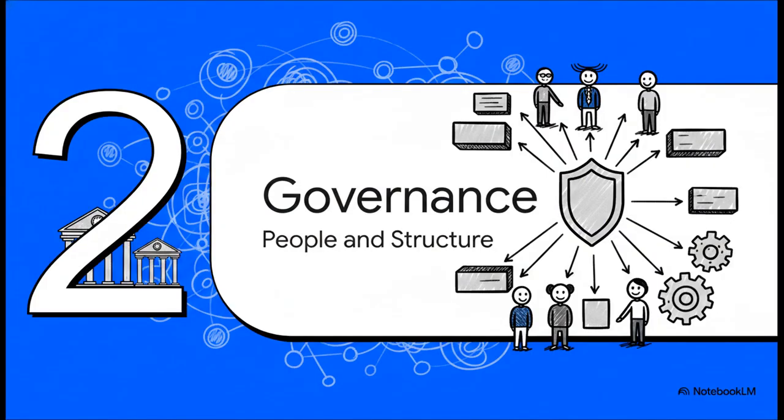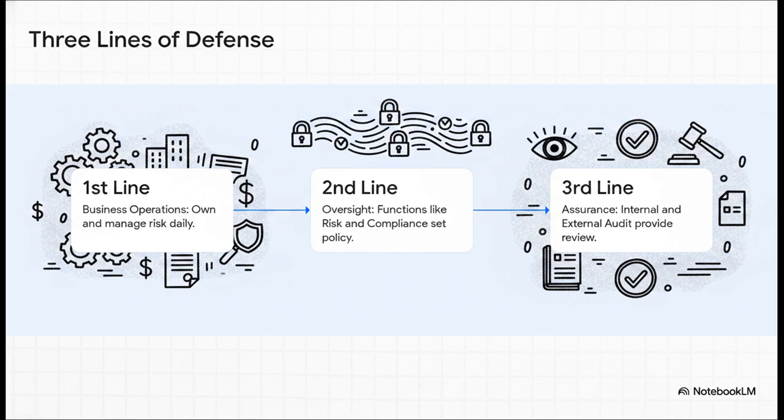Okay, so we've got the basic terms down. Now let's build on that and look at the governance framework. We're talking about the people and the structures that actually bring all this risk management theory to life. This model is the absolute cornerstone of good governance. Think of it like this.